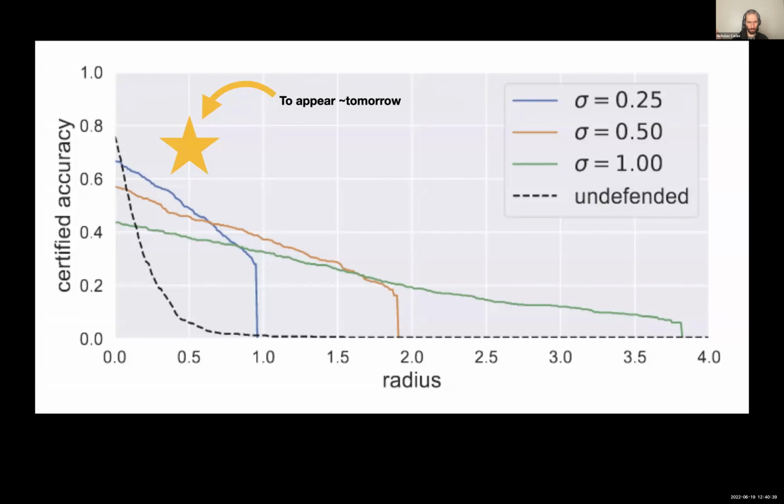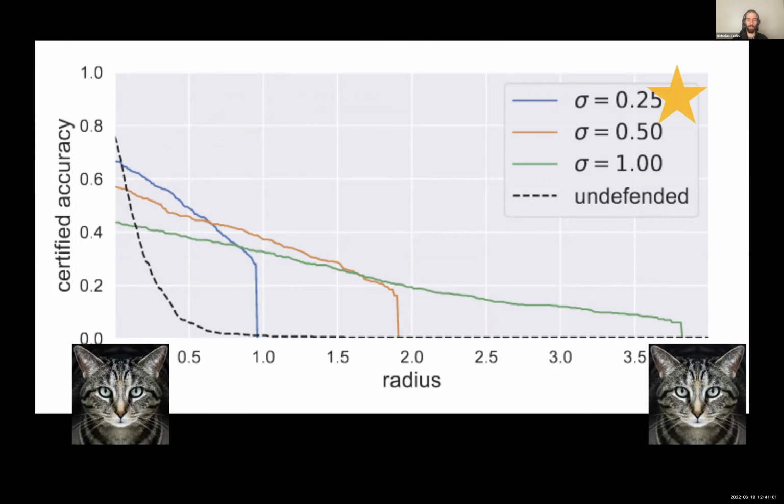For example, these two images have an L2 radius of 4 separating them. And they look completely indistinguishable to us as humans, but despite that fact, this is the kind of certification we can do. We can verify with 10% probability that we can get the image on the right correct.